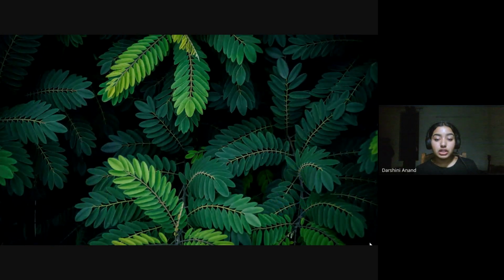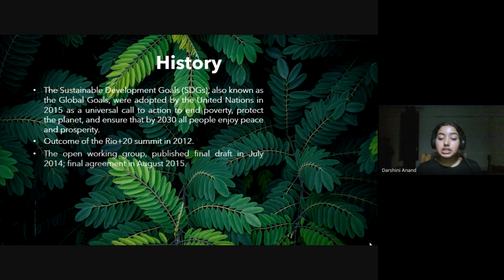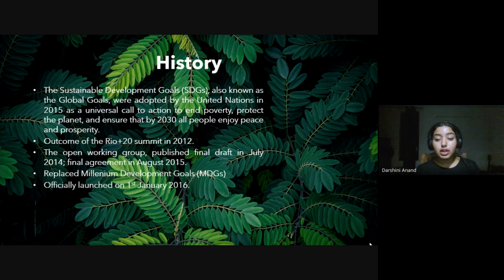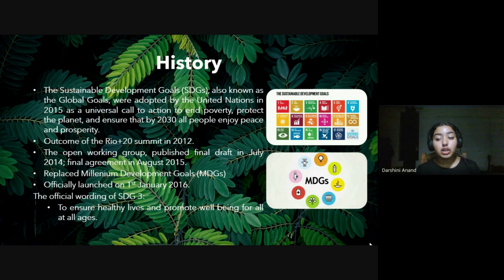Now let us take a look at the history of SDGs or Sustainable Development Goals. The Sustainable Development Goals (SDGs) were adopted by the United Nations in 2015 as a universal call to action to end poverty, protect the planet, and ensure that by 2030, all people enjoy peace and prosperity. Prior to 2015, there existed Millennium Development Goals or MDGs, a precursor to the present SDGs.